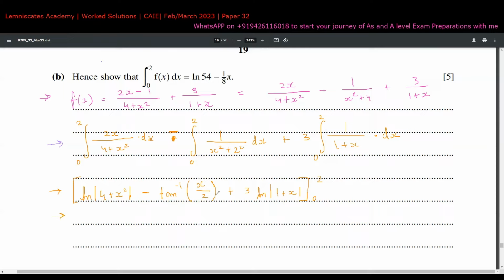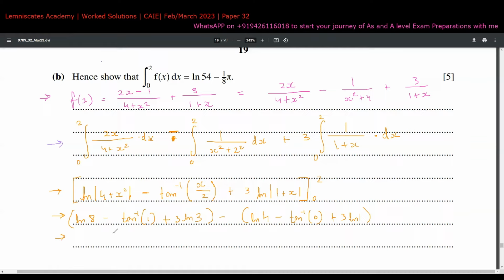So if I'm substituting 2 on everything, so 2 square is 4, 4 plus 4 is 8. So we are having ln of 8 minus tan inverse of 2 by 2 is 1, plus 2 plus 1 is 3. So that becomes 3 ln 3, minus, now everything I have to substitute 0. So this is ln 4, then minus tan inverse of 0, and then plus 3 ln 1. Now that's something I have to solve.